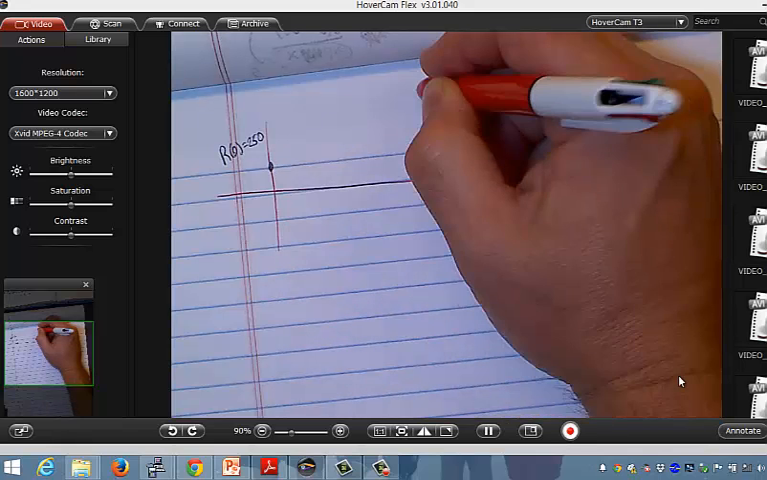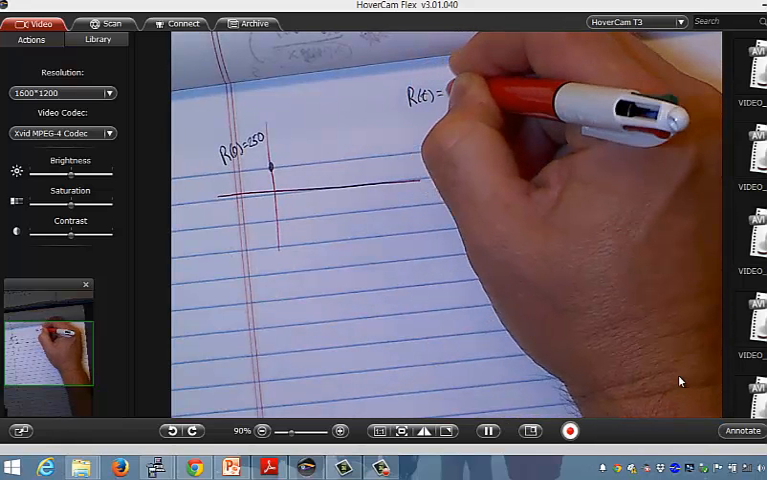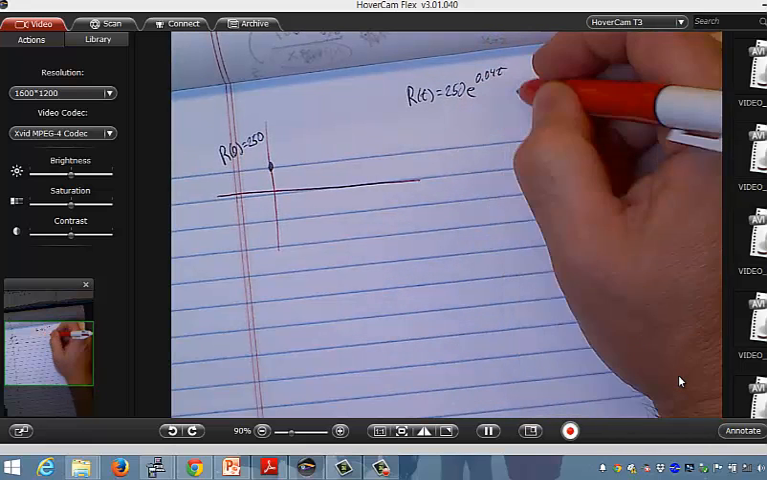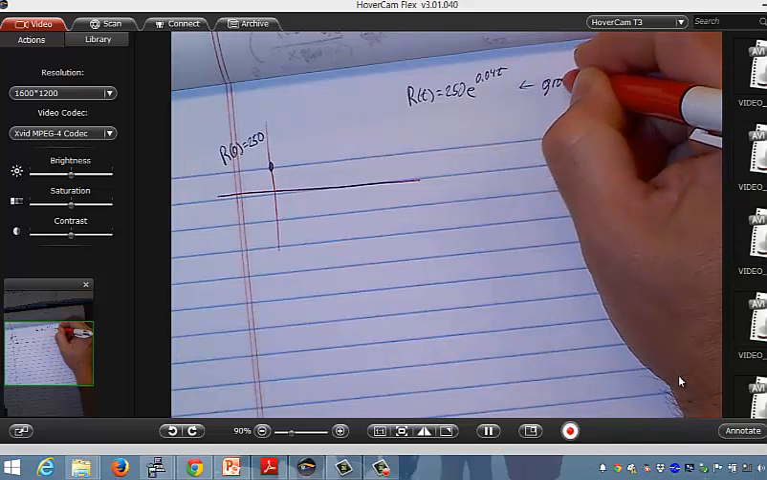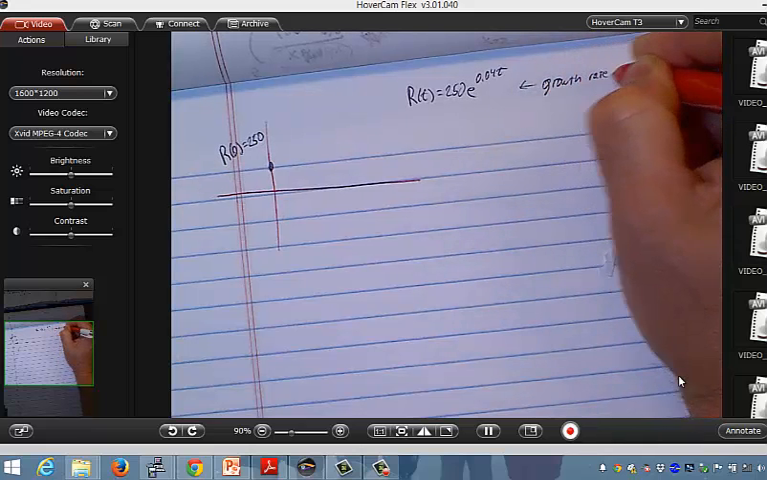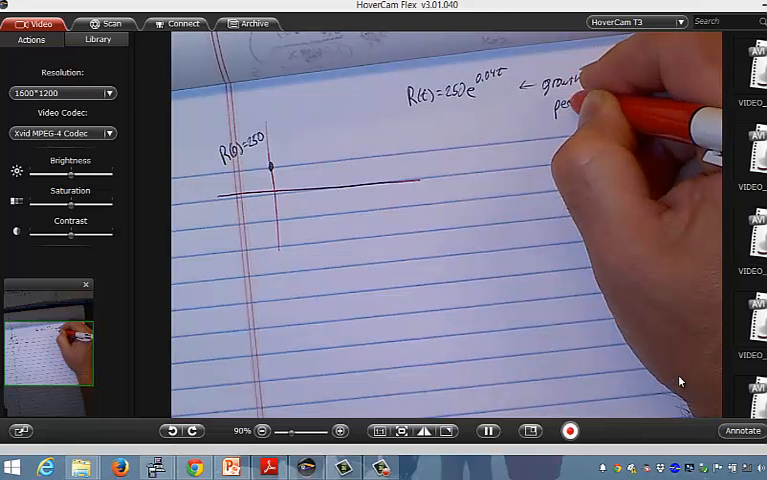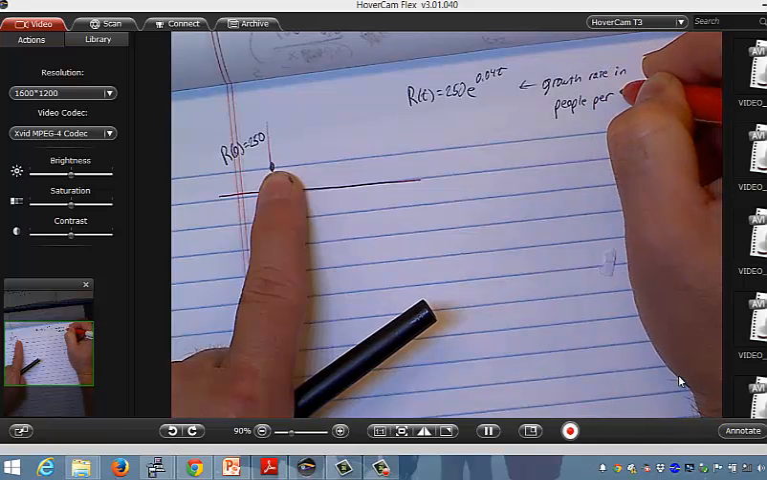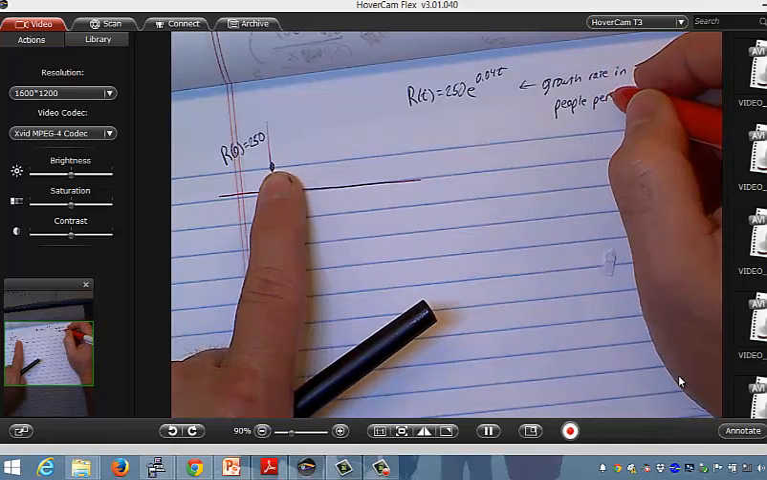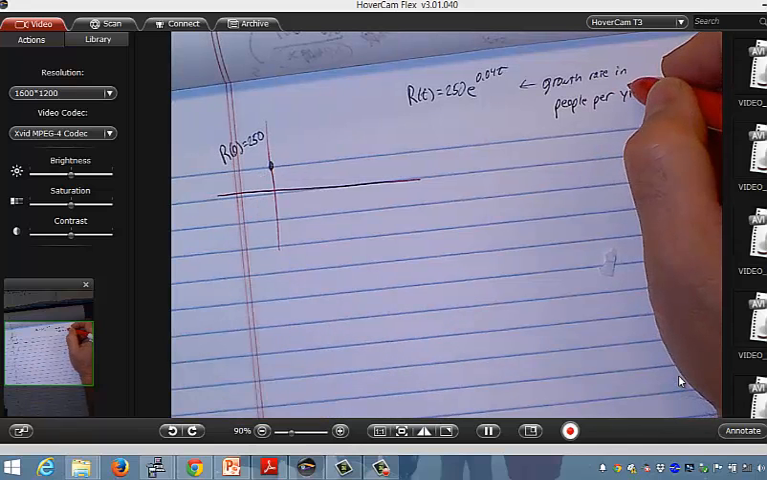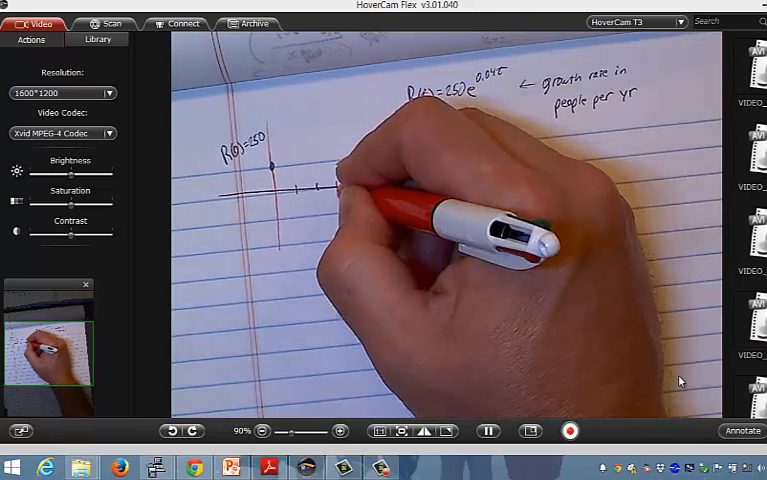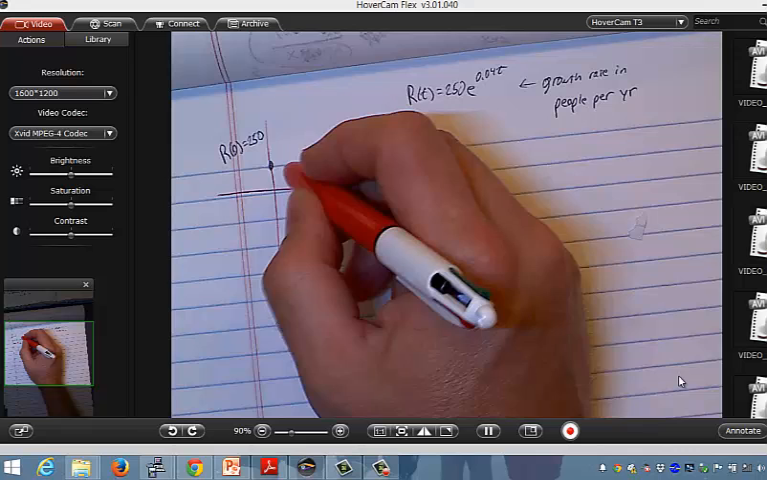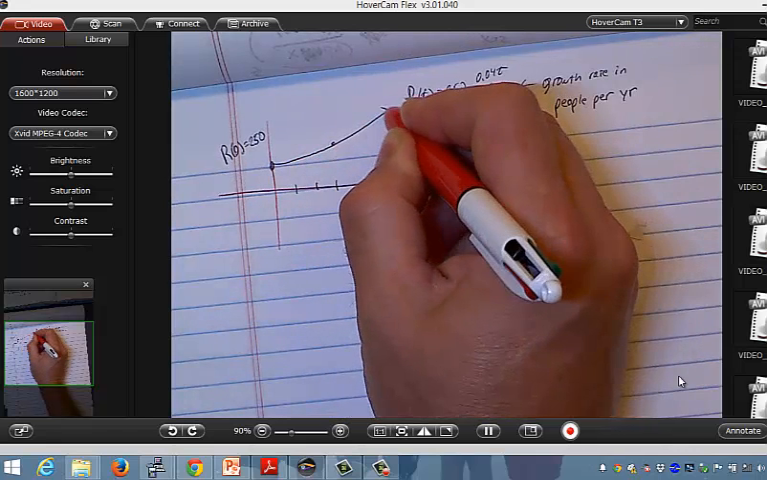Well, what did R of t represent? R of t is 250 e to the 0.04 t. But what does that represent? This is the growth rate. What are the units? So in year 0, this town is growing 250 people per year. But in year 3, it was growing even more. I think it was 281 per year, is what we said. So this is the picture, right?